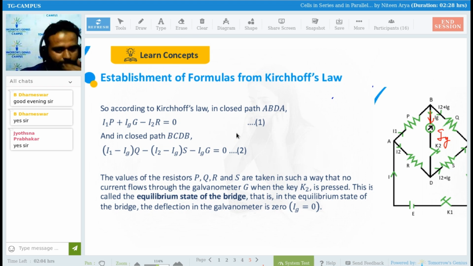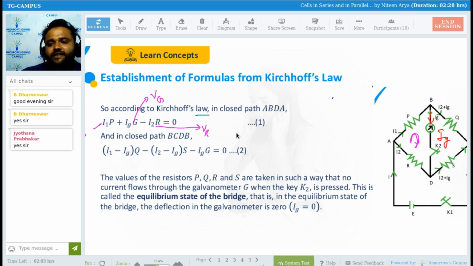Okay, so for example, we are going to use KVL. According to Kirchhoff's law, in closed path A, B, D, A, we're going to take this loop and this another loop. So I1P plus IG into G minus I2R equals 0. That is nothing but what we are doing. Suppose this is your current I. Current I is going to be distributed into I1 and I2. If I take this loop in this way, I1 into P, then Ig into G, this is your voltage Vp, this is your Vg, voltage at G, and this is your voltage at R. And the summation of all the three voltages is going to be 0. Clear, everyone? First equation. Is this clear now, everyone?